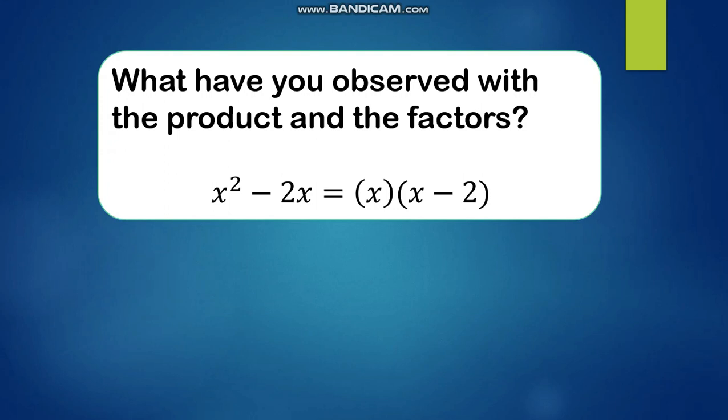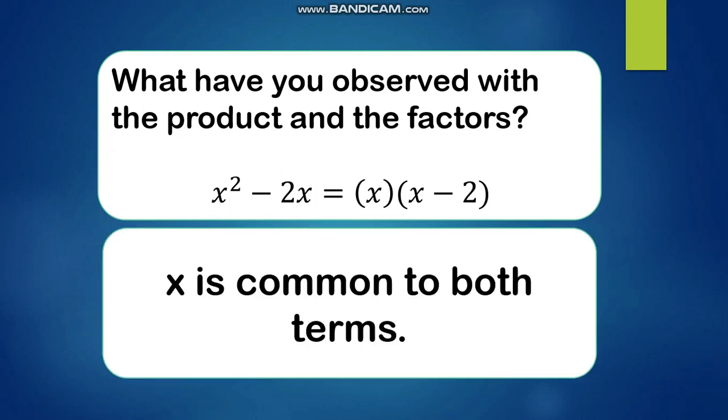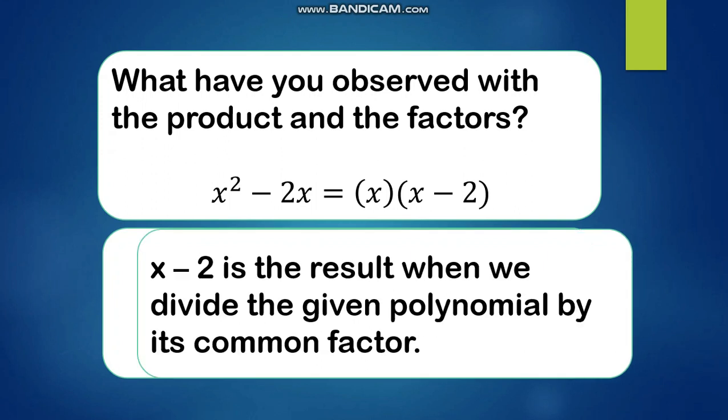Now, what have you observed with the product and the factors? x squared minus 2x equals x times x minus 2. Have you observed that x is common to both terms? Yes, correct. How about x minus 2 as the result when we divide the given polynomial by its common factor?